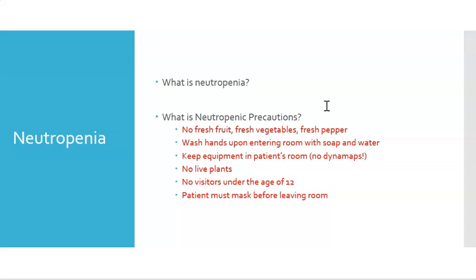So neutropenia, we want to be worried about infection, so we want infection prevention. That's going to be our biggest concern. Monitor their labs, of course. We already know they're neutropenic, so take their temperature often, reduce exposure.